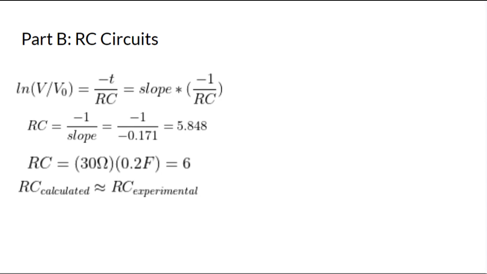Looking at the graph representing the logarithm of voltage versus the initial voltage versus time, the slope is negative 0.171. Plugging this into the formula yields a value of 5.848 for the magnitude of R times C, which is relatively close to a value given from the experimental details, which is 6, so therefore the experiment produces good results.